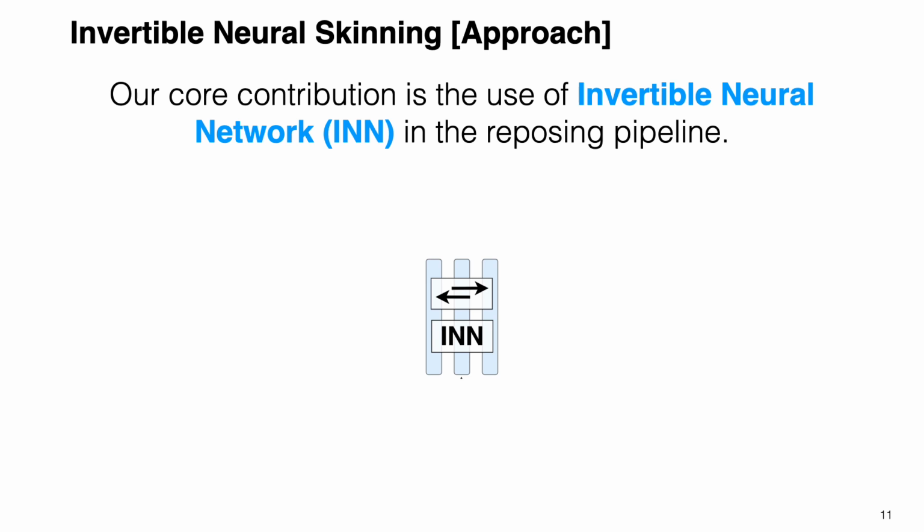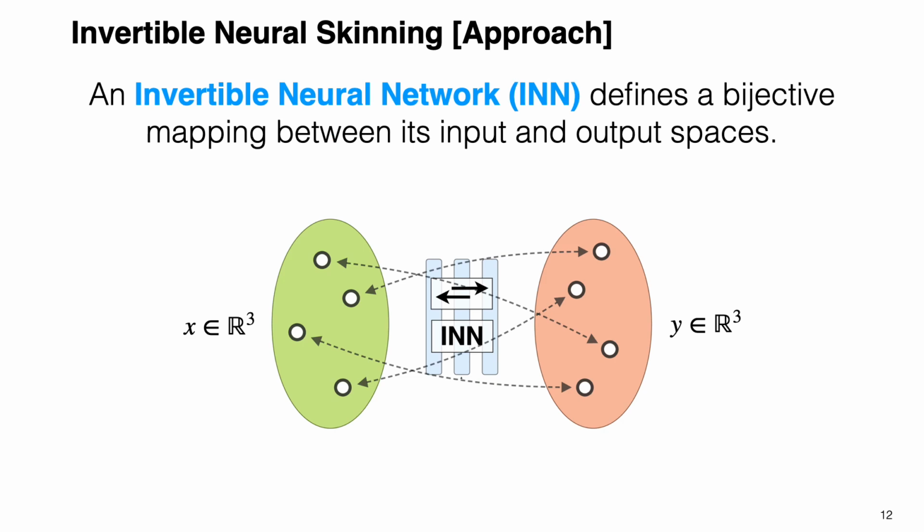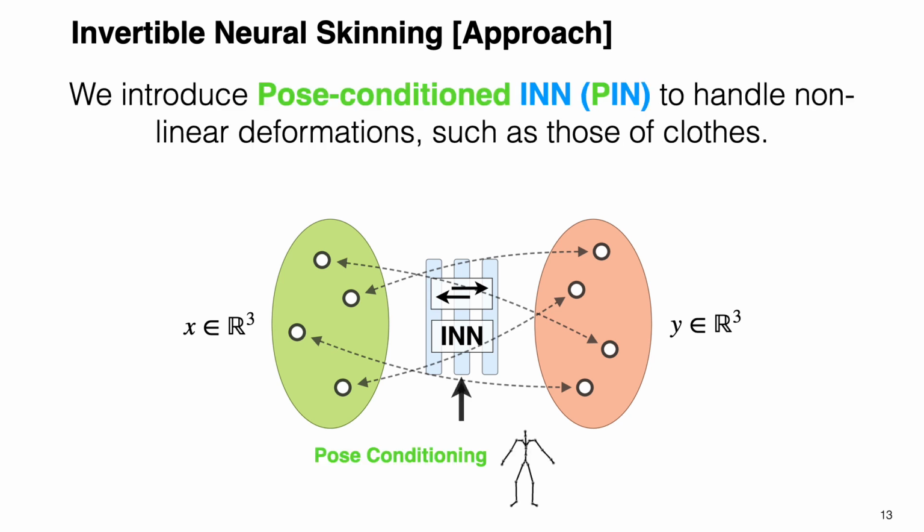Our core contribution is the use of an invertible neural network in the reposing pipeline. An invertible neural network, or INN, defines a bijective mapping between its input and output spaces. And in our work, we use INN to deform points in 3D space. Our first contribution is the introduction of a post-conditioned INN module, which handles nonlinear deformations such as those of clothes that are caused due to the pose change between the canonical and deformed space.